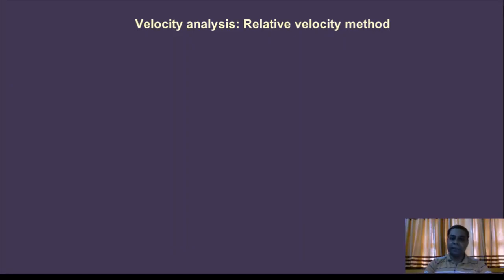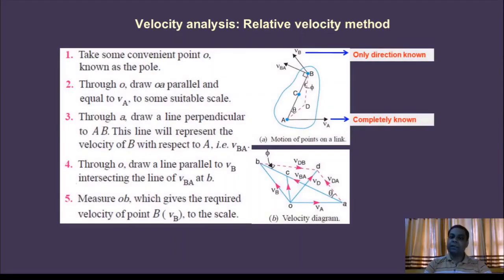The next thing is the velocity analysis in the relative velocity method, for which there are some particular criteria. Number one, take some convenient point O, known as the pole, in the second diagram or velocity diagram, that is in figure B. Now through O, draw OA parallel and equal to VA, to some suitable scale.